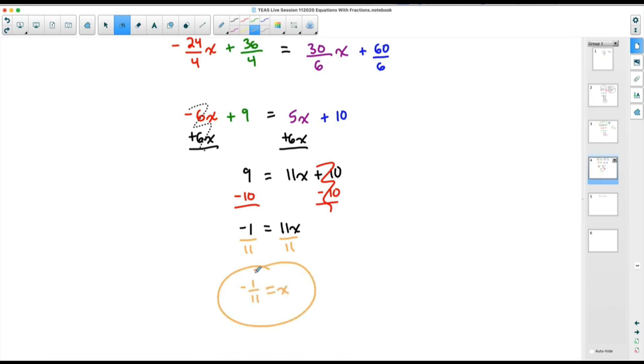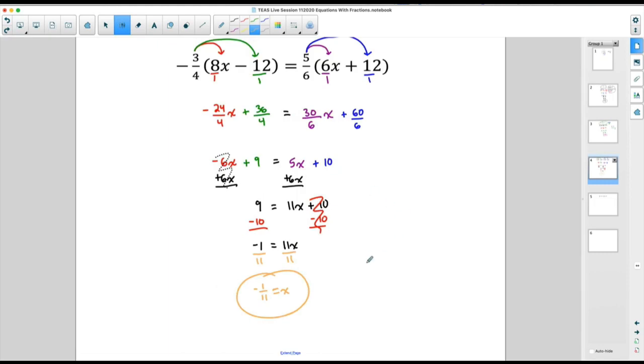And sometimes you will get funky answers like this. You have to trust your work. And the more you practice these equations, the more you're going to become comfortable with that first answer that you get. And that is kind of crucial, since the TEAS is timed.